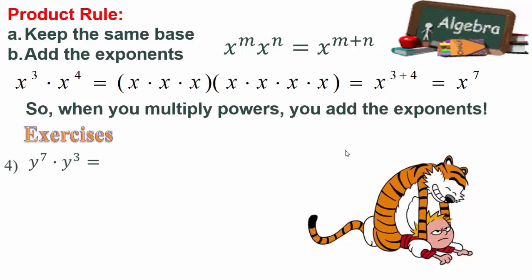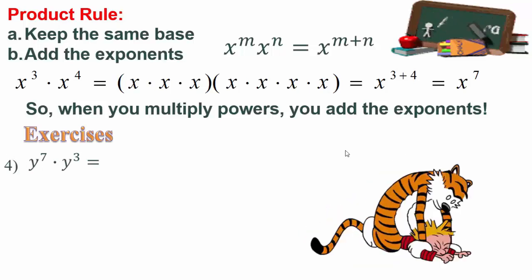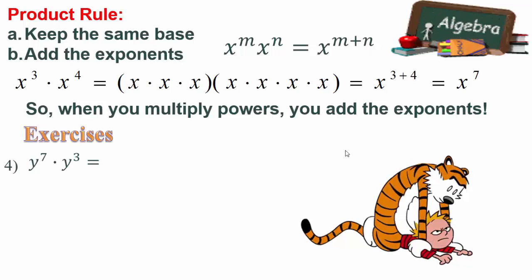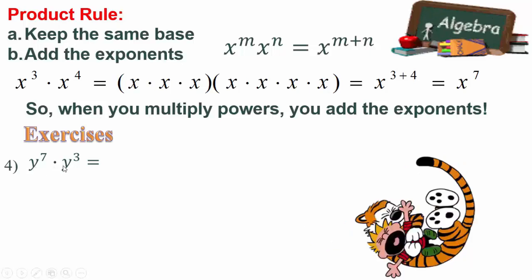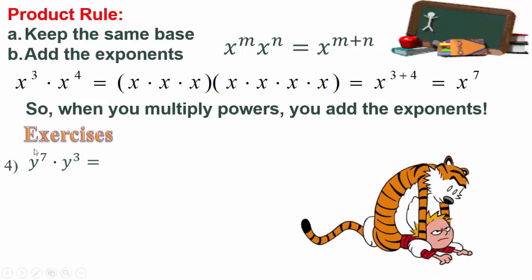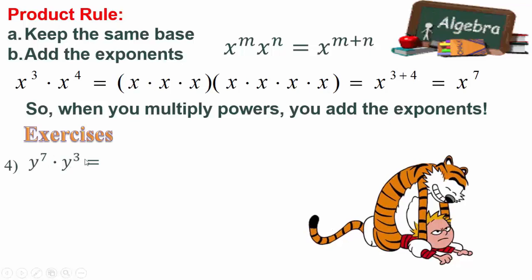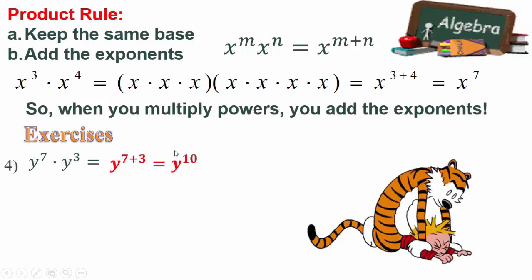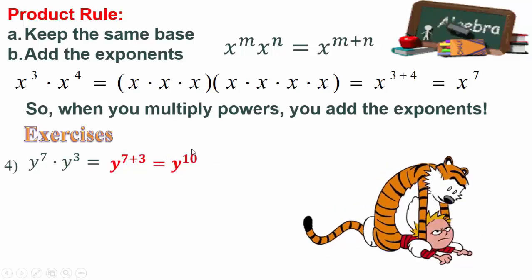Here we have y to the seventh times y to the third. As I said, you just add when the y is the same. So we just have to add up these exponents. Of course, 7 plus 3 is equal to 10, so we get y to the 10th.